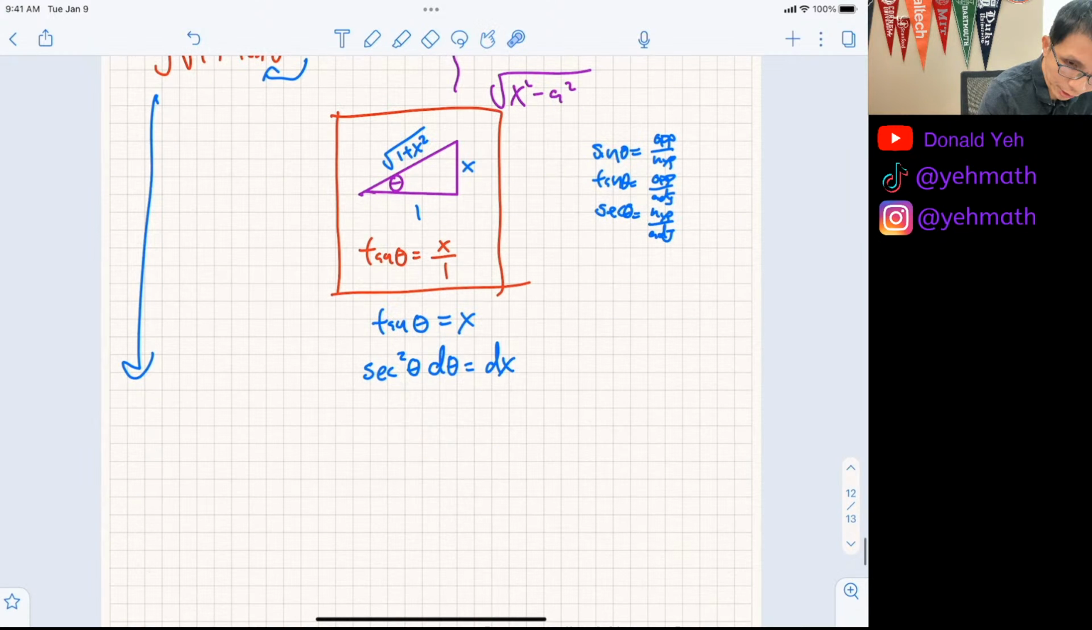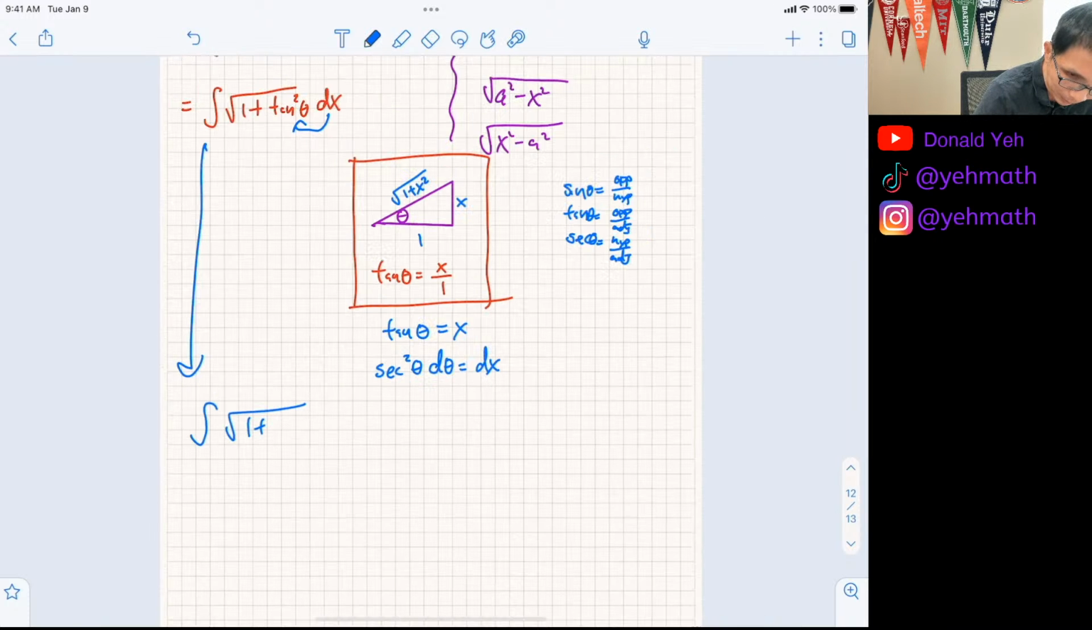So this process is super important. So this one is going to be the integration of the square root of 1 plus tangent squared theta. Now instead of dx, I'm going to put secant squared theta d theta. I change everything in terms of theta. And then you say, oh, okay, life's a lot easier, but it's not true.